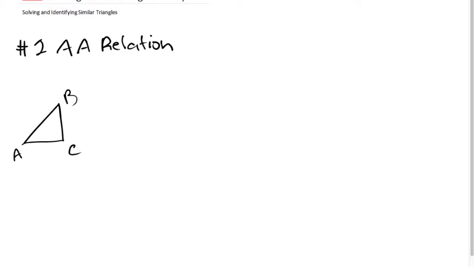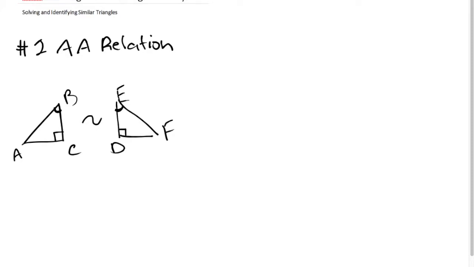What this means is if two triangles share two pairs of equal angles, we know that both triangles are similar. Say for example over here I have triangle ABC, and over here I have triangle DEF. I know that both of these triangles are right angle triangles, and both have the same angle B, and this triangle over here has the same angle E. I know that both of these triangles are similar because they share two angles.